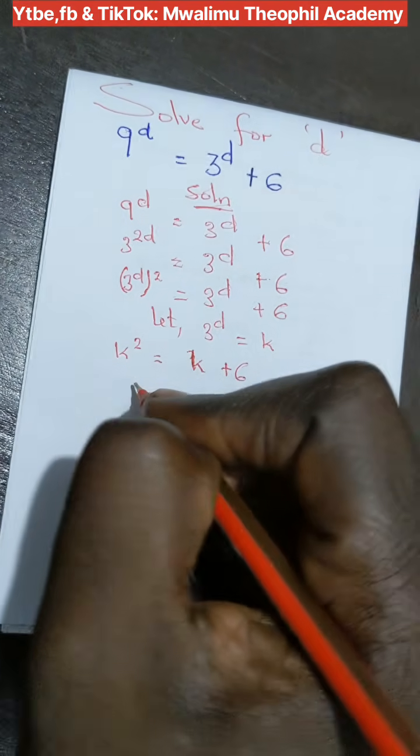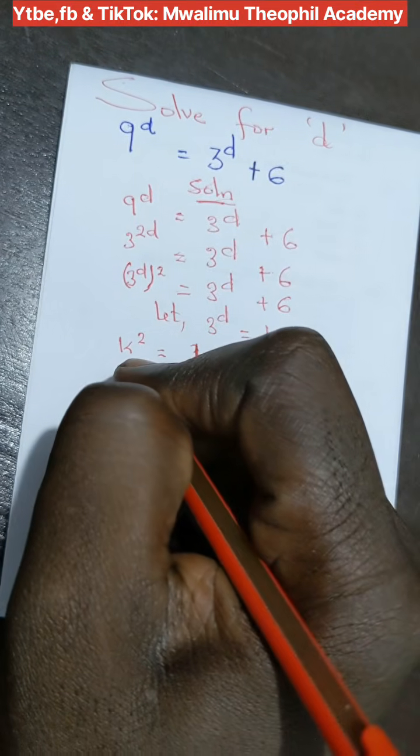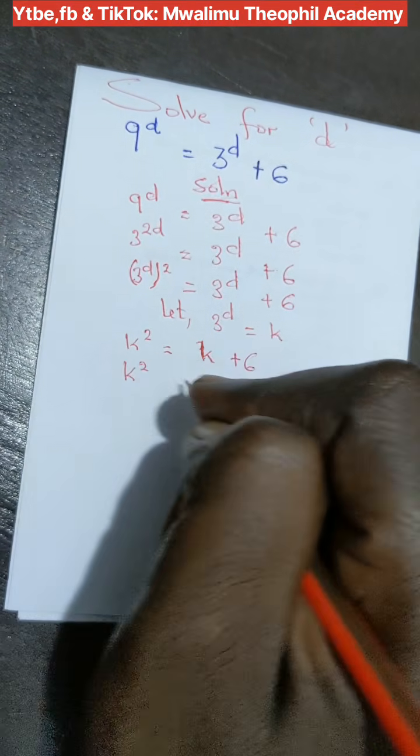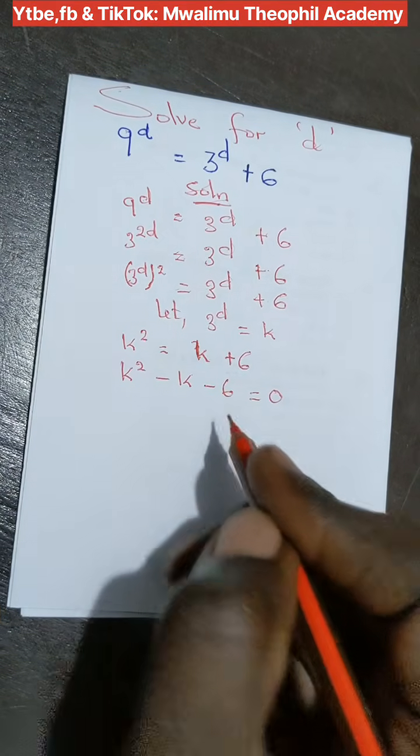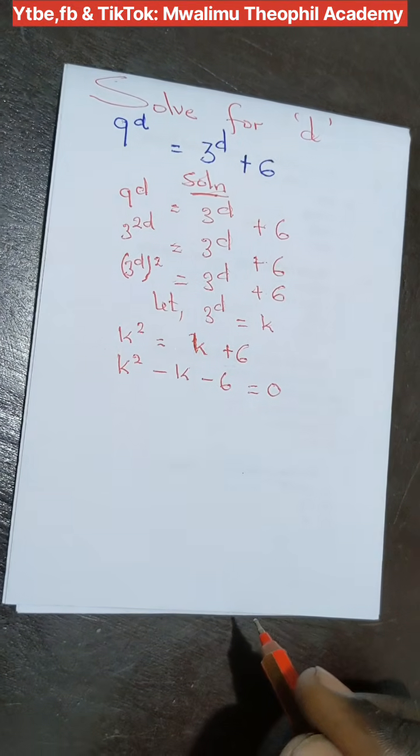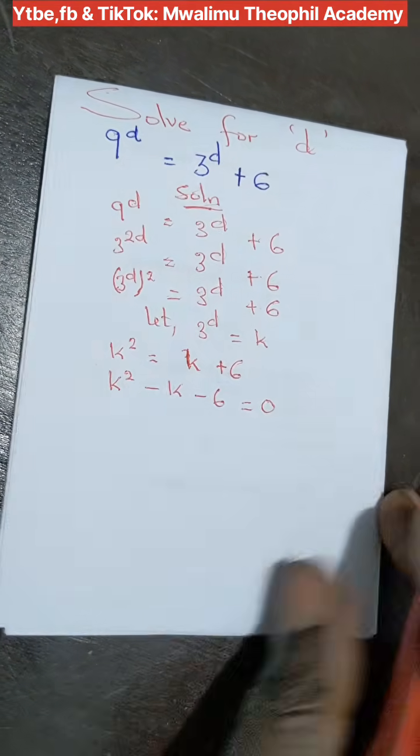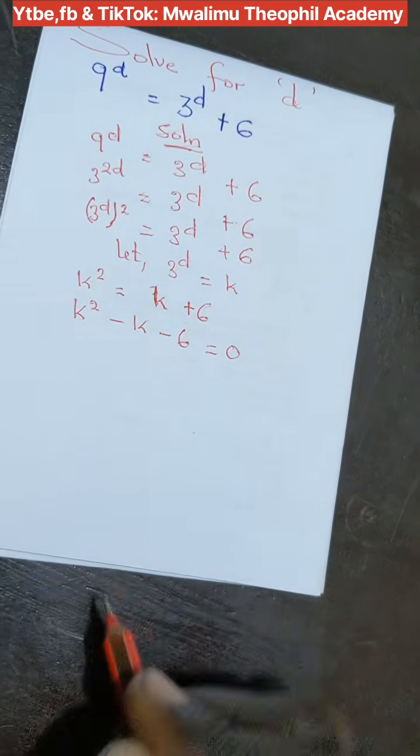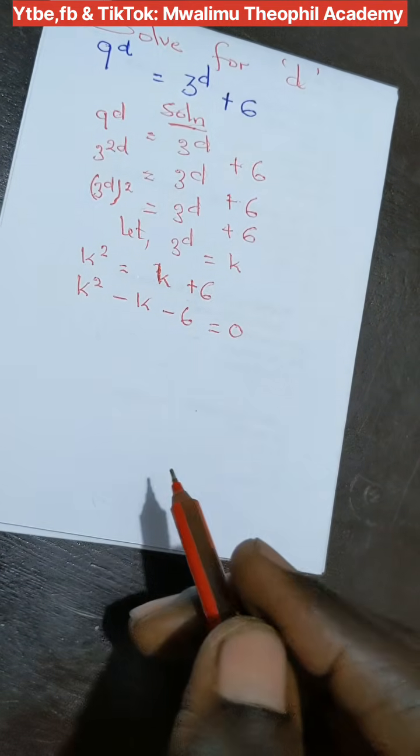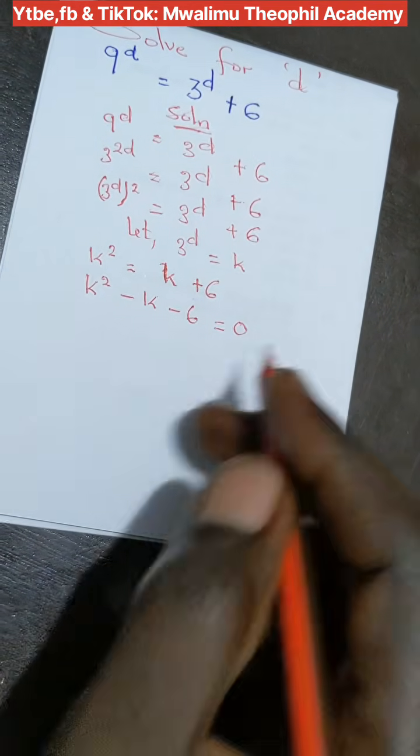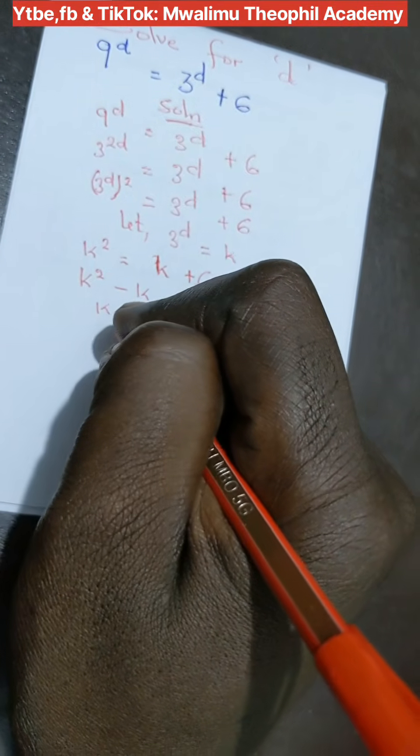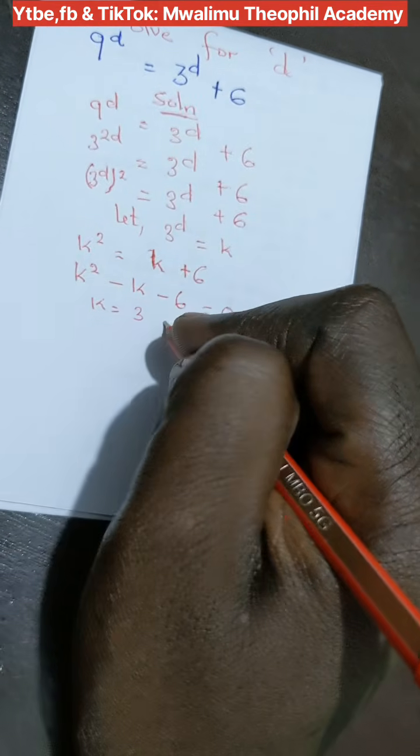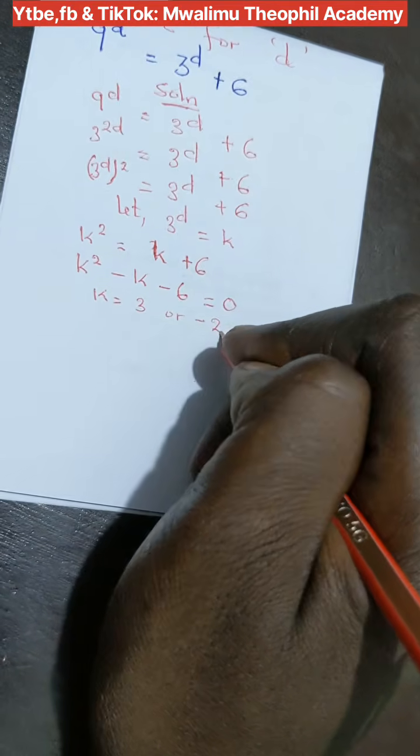Now, let us form a quadratic equation this way: K squared. I have taken K and 6 to the left-hand side. That's why I have obtained this quadratic equation. Now, we are going to solve the quadratic equation to look for K. When you solve for K quadratically, you get that K is equal to 3 or negative 2.